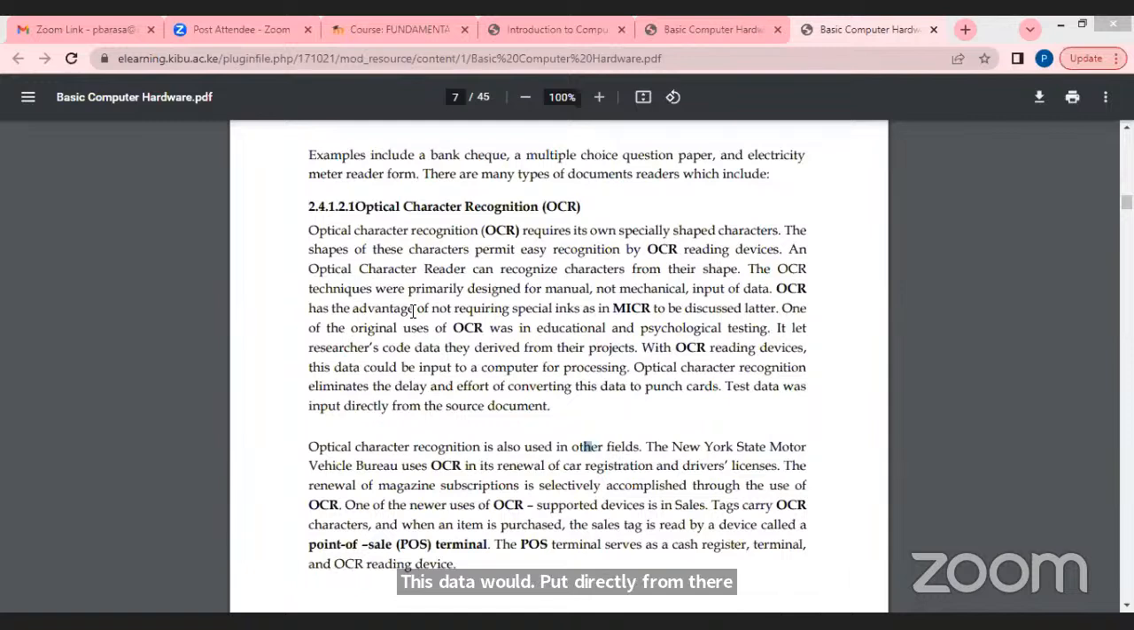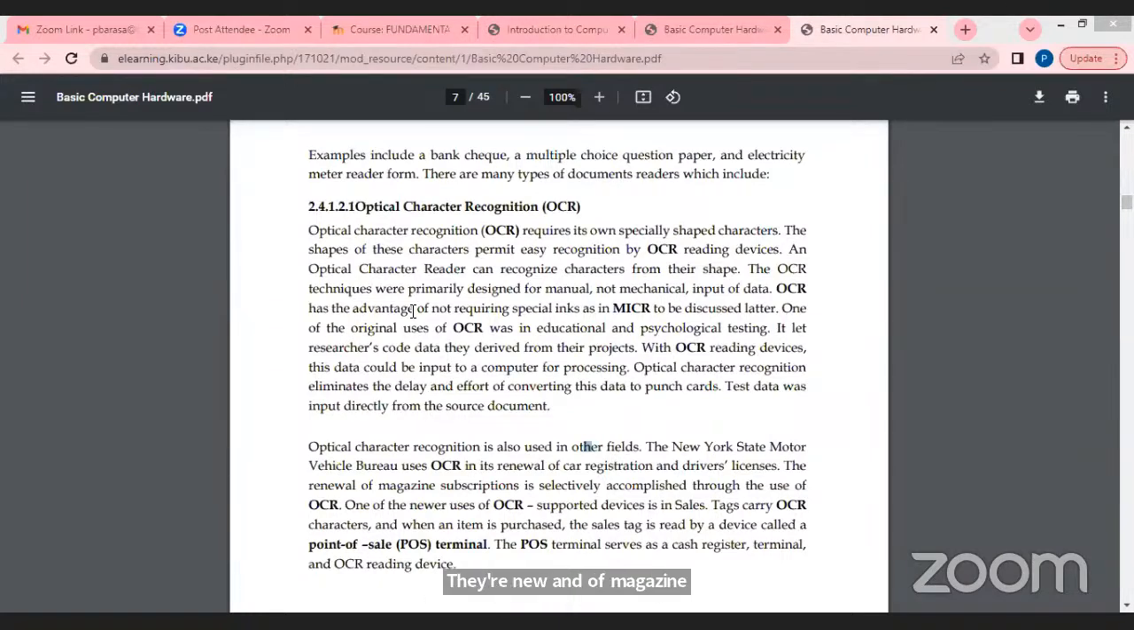Optical character recognition is also used in other fields. The New York State Motor Vehicle Bureau uses OCR in its renewal of car registration and driver's licenses. The renewal of magazine subscriptions is collectively accomplished through the use of OCR.